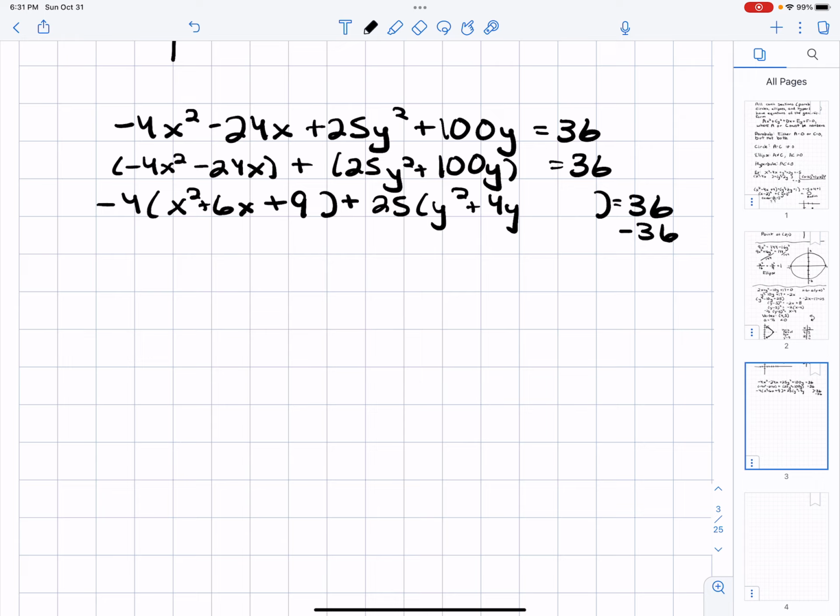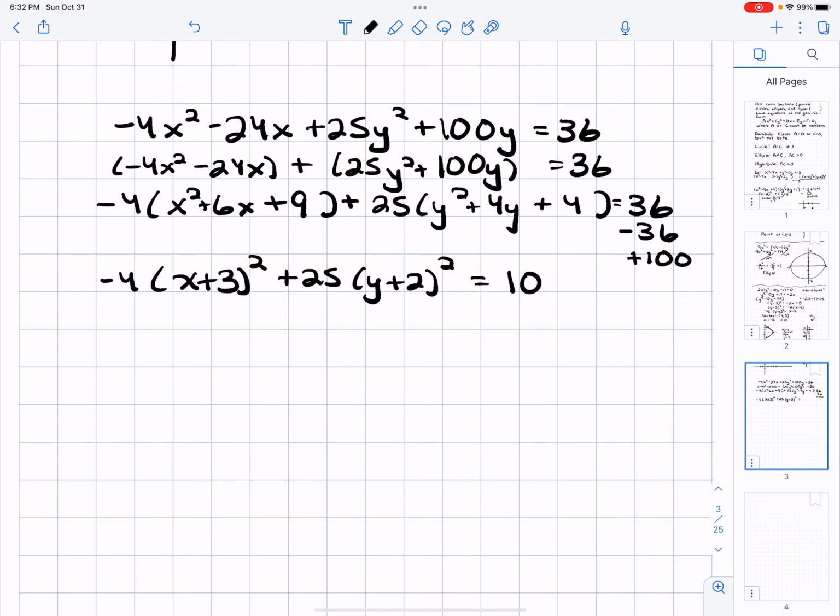Then for the y's, half of 4 is 2. 2 squared is 4. So that's plus 4 in the parentheses. But I'm not actually adding 4. I'm adding 4 times 25, which is 100. So plus 100 on the right side. All right, so I got negative 4 parentheses x plus 3 squared. So that's the factorization of that perfect square trinomial. Plus 25 times y plus 2 squared equals 100.